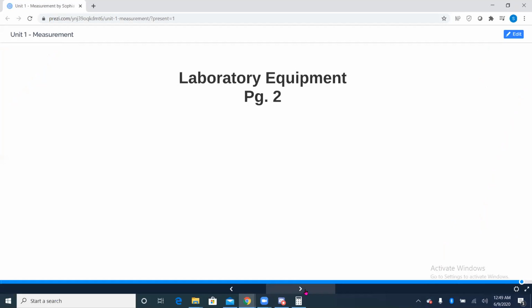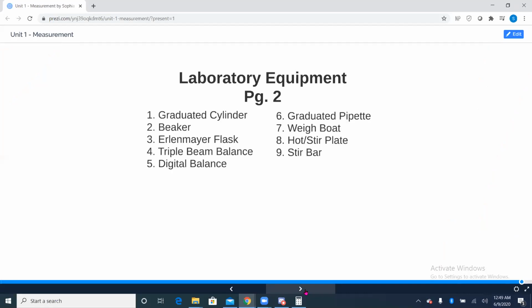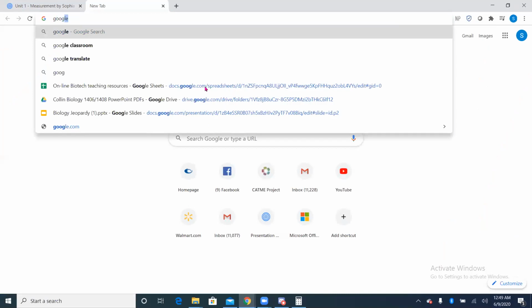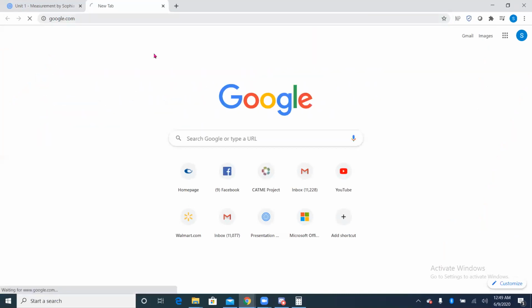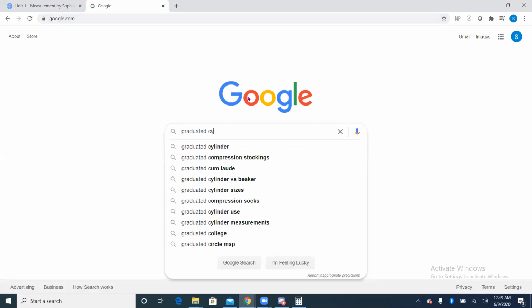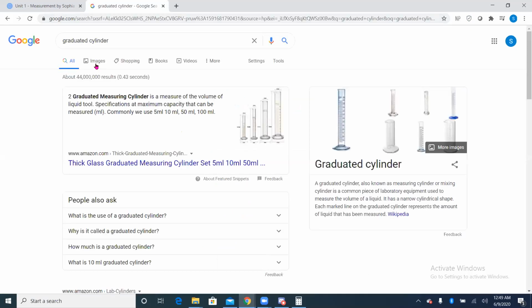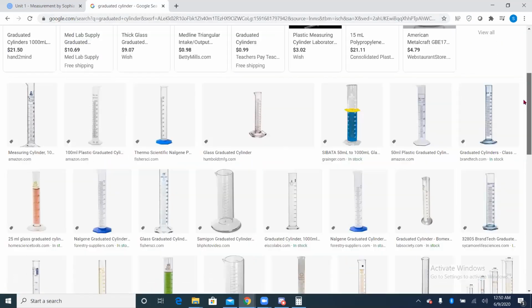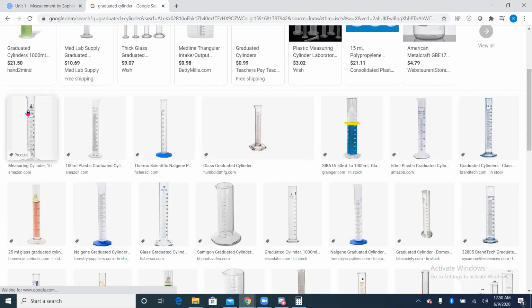Okay, so laboratory equipment. There are a couple different videos about these items, and I hopefully will be able to upload a document that has them all compared side by side. You really should just know that a graduated cylinder is a very tall, thin measuring device.